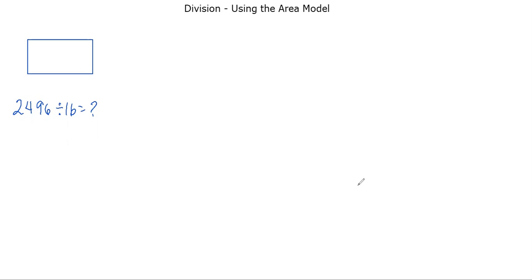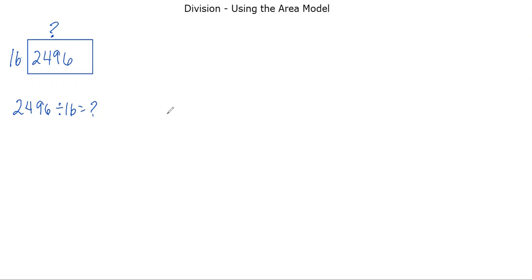And why do we call it area? Because if you look at this rectangle, if I wanted to find the area, I would normally multiply your length times your width, these two sides. In this case, our divisor will serve as that side, 16, and we do not know what this side is. But we do know that the total area is 2,496. And that is what we want to find out, the missing side.